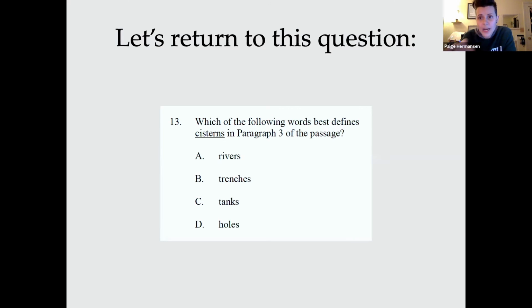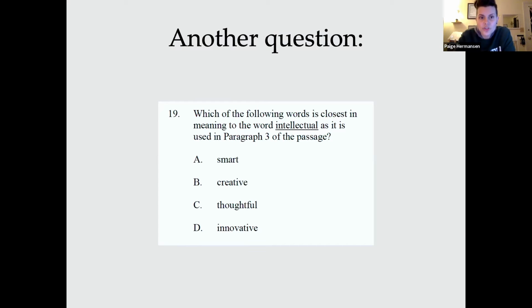Again, this is not a pure vocabulary test, but also just because you know the word doesn't mean it's the right definition in this context, okay? So look at this question. This is from a different passage. Which of the following words is closest in meaning to the word intellectual as it is used in paragraph 3 of the passage? If I don't go back to the passage, I'm in trouble here.